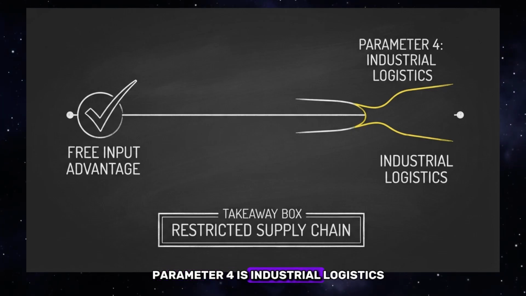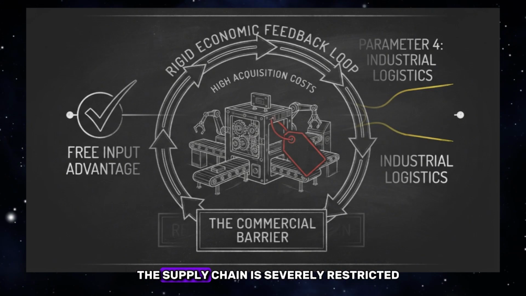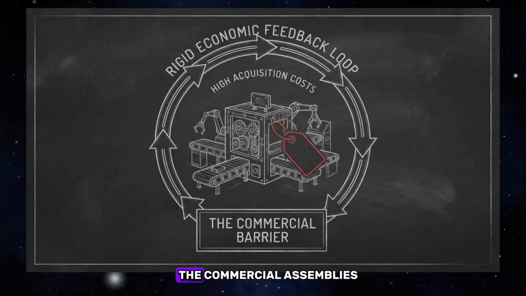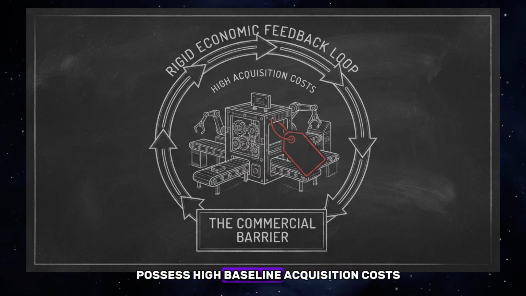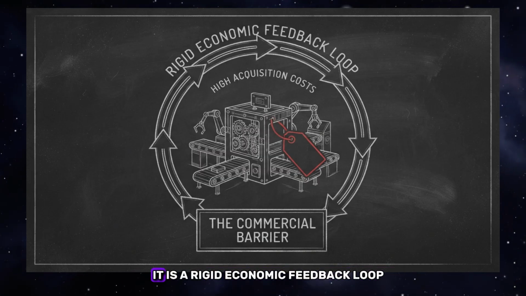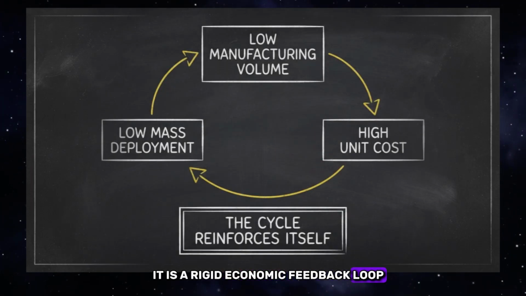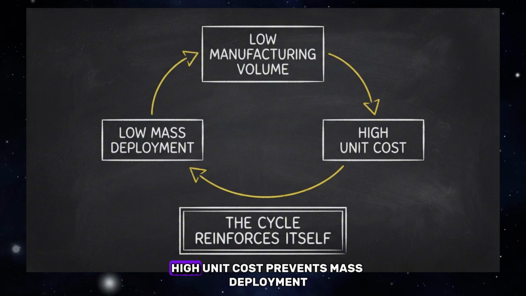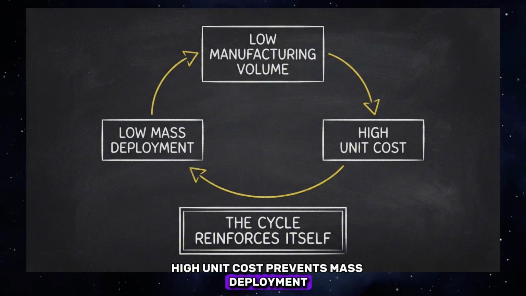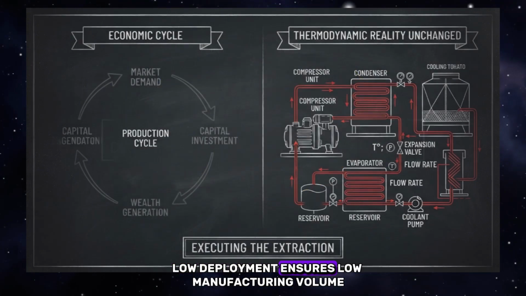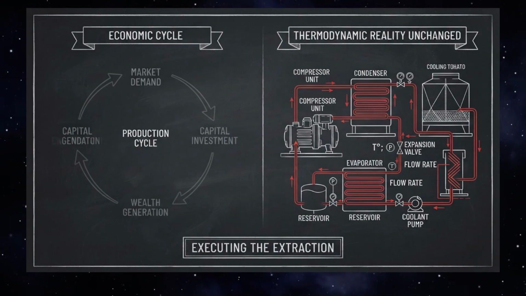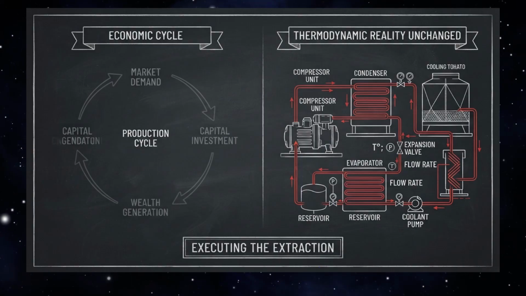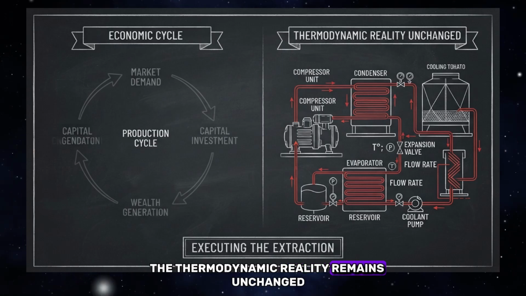Parameter 4 is industrial logistics. The supply chain is severely restricted. The commercial assemblies possess high baseline acquisition costs. It is a rigid economic feedback loop. Low manufacturing volume dictates high unit cost. High unit cost prevents mass deployment. Low deployment ensures low manufacturing volume. The cycle reinforces itself. The thermodynamic reality remains unchanged.